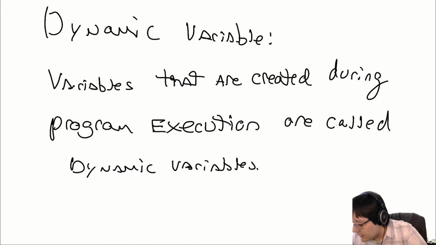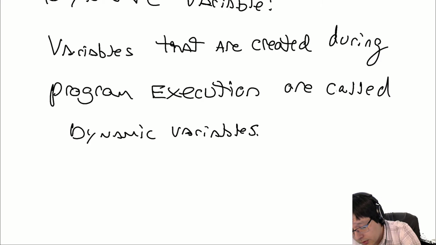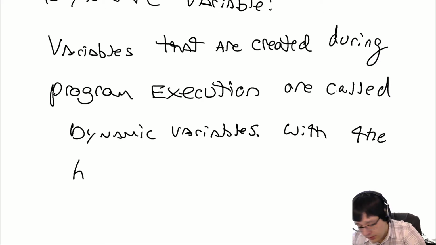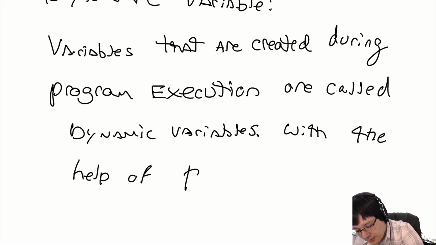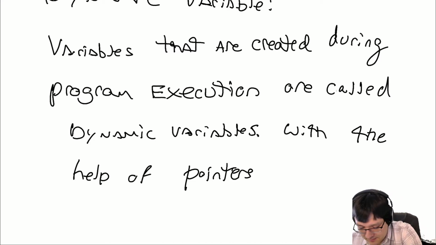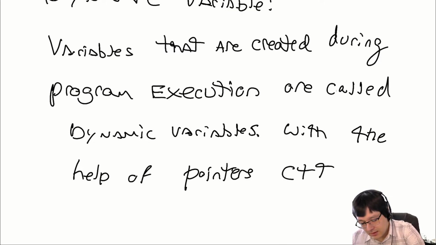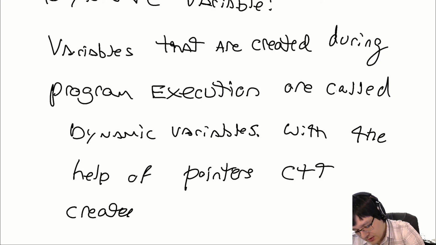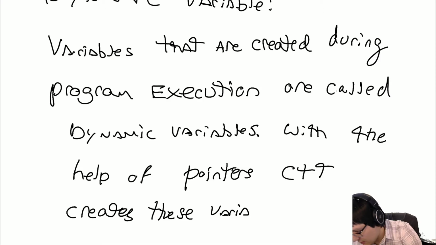Okay, and how do we make these variables? You might ask yourself. Well, I have an answer for you. And the answer is with the help of pointers. Like pointers, yay! Yes, with the help of pointers, C++ creates these variables. Dynamic variables.